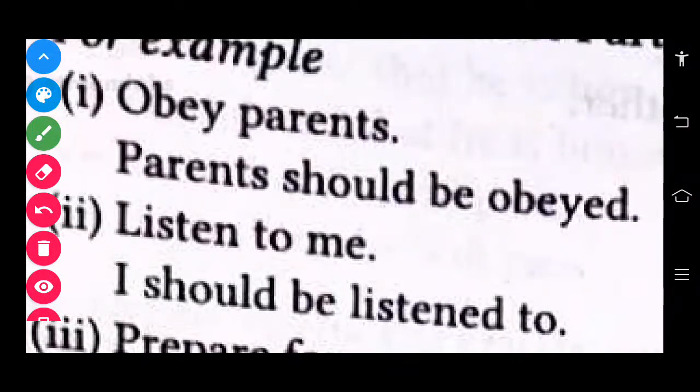See there, obey parents. Parents should be obeyed. Help the poor should be helped. Listen to me, I should be listened to, because it's a suggestion. Okay, suggestion. See, in the suggestion part, request part, in what way we have to do it politely. So polite request is different, order is different, commands are different, and suggestions are different. So imperative sentences can be used for giving a command or request, a suggestion, and a polite request.